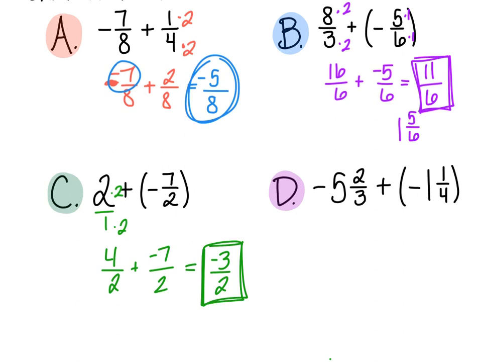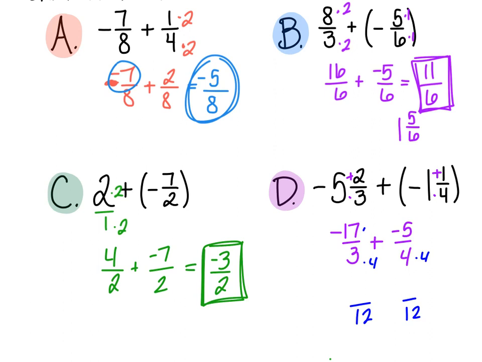So let's start by writing them as improper fractions. 3 times 5 is 15, plus 2 is 17, so -17/3, plus 4 times 1 is 4, plus 1 is 5. So we've got -5/4. We still need a common denominator, and that common denominator is going to be 12. That's the first multiple of 3. That's also a multiple of 4.